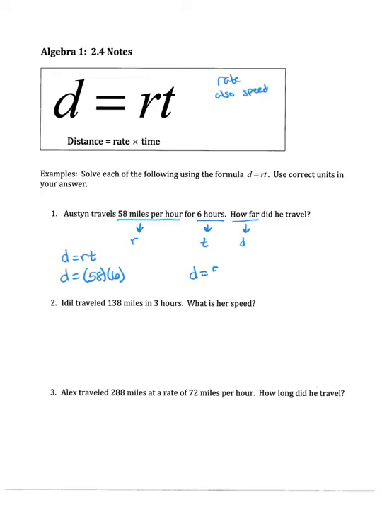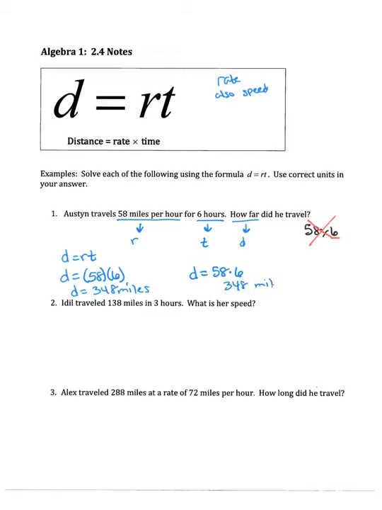D equals (58)(6). Just do not use, and I'm going to write it, don't do this. Don't do 58 times 6 because it looks like, now that you're in algebra, 58x6. So don't do it that way. Now, let's do the math. D equals 348 miles.